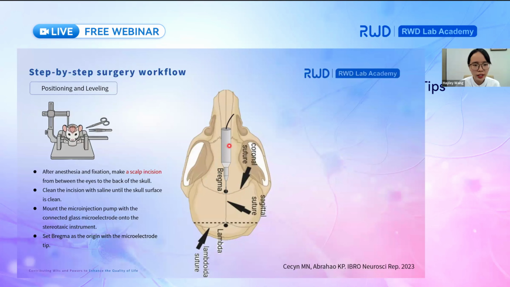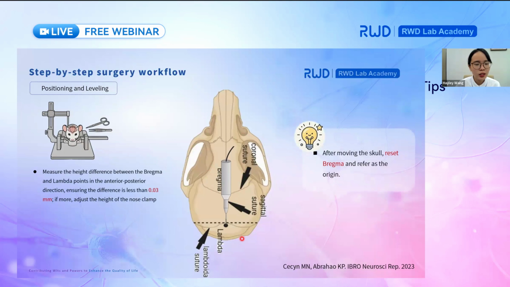Then we bring the electrode to the bregma and set it as the reference point. And then compare the height difference between the bregma and lambda in the anterior and posterior direction. If the difference is higher than 0.03 millimeter, we adjust the loose clamp.